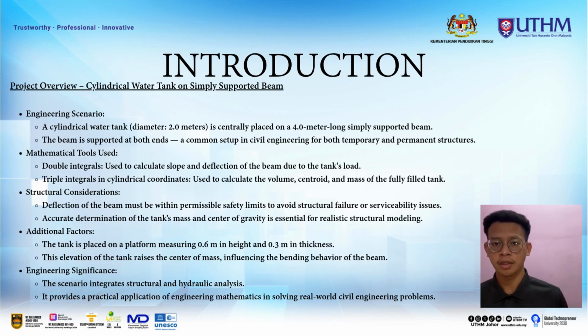For introduction, this project focuses on the analysis of a cylindrical water tank 2 meters in diameter placed centrally on a 4 meter simply supported beam, a structural setup commonly found in both temporary and permanent civil engineering applications. The study applies key engineering mathematical tools including double integral to calculate the beam slope and deflection due to the tank's load, and triple integral in cylindrical coordinates to determine the tank's volume, centroid, and mass when fully filled.